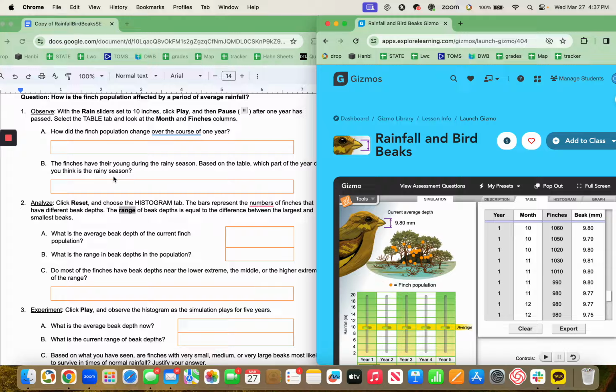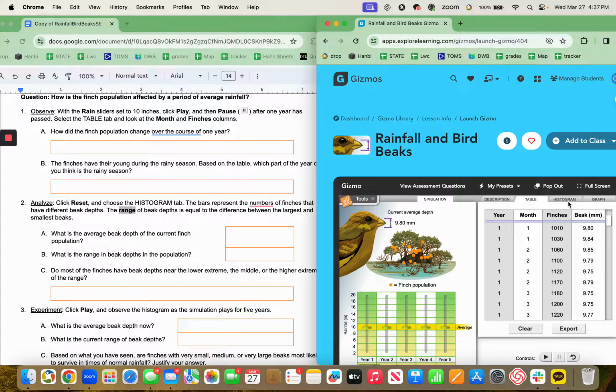Finches have their young during the rainy season. Based on the table, which part of the year do you think is the rainy season? If they're having babies, when should the population be going up? What part of the year do you see their population going up? And that would be the rainy season.